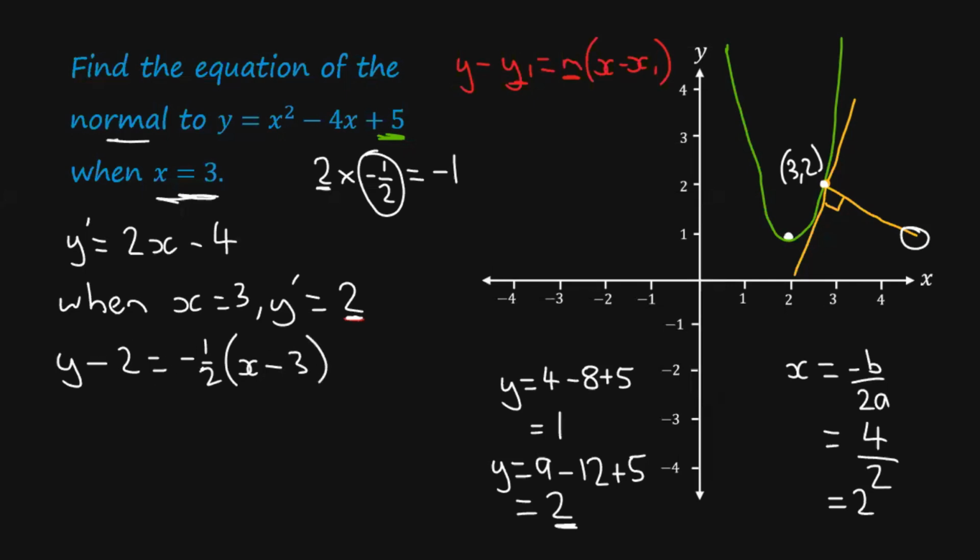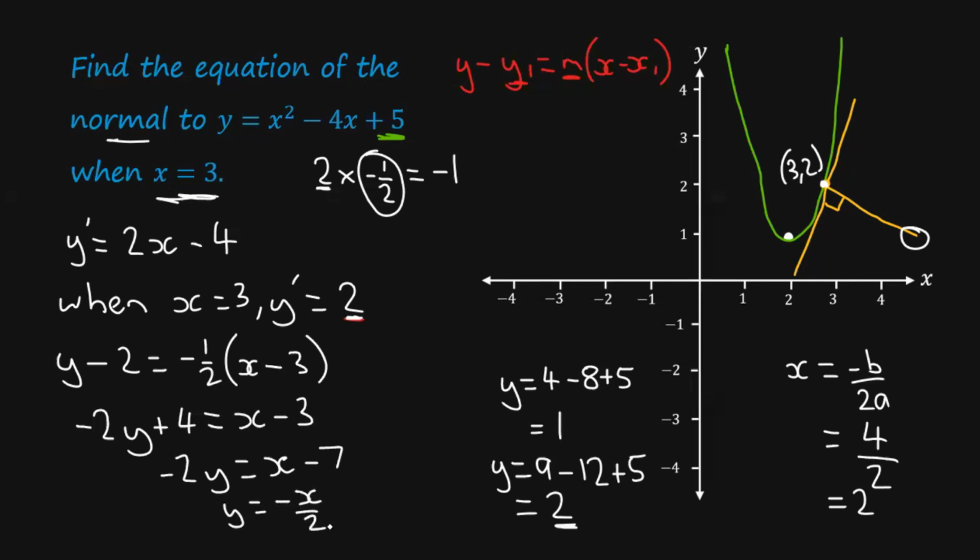Now we can just evaluate this. We can multiply both sides of the equation by -2. I think that's probably the best way to go. So we'll go -2y plus 4 equals x minus 3. Now we can go -2y equals x minus 7, and then y is going to equal -x/2 plus 7/2. And that's it. That's our equation of the normal. So y equals -x/2 plus 7/2.